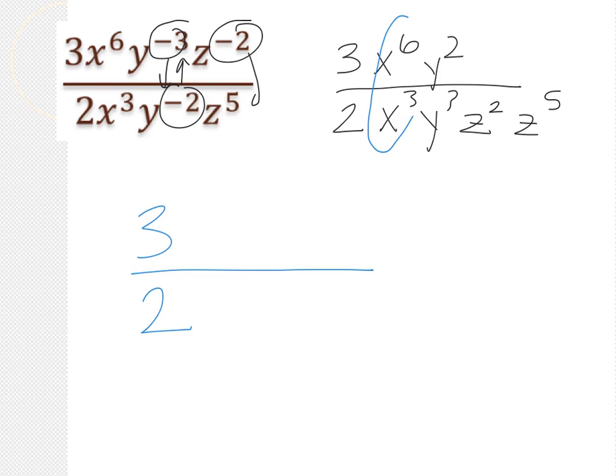When I look at my x's, I have more x's on top, so I'm going to keep my x's on top. And 6 minus 3 would just give me 3. When I look at my y's, I have more y's on bottom, so my y's are going to stay on bottom. And 3 minus 2 is 1. You could leave it just as y, or write a 1 right there. And my z's are both on bottom. So I'm going to keep my z's on bottom. And now since they're multiplying together, I'm going to add the exponents together, and that gives me z to the 7th.